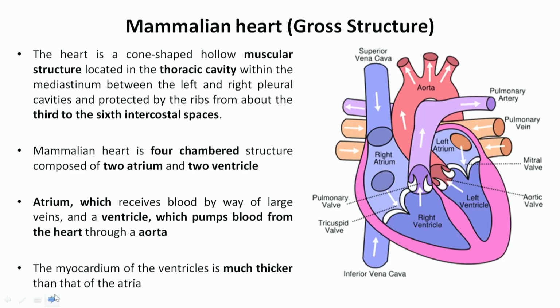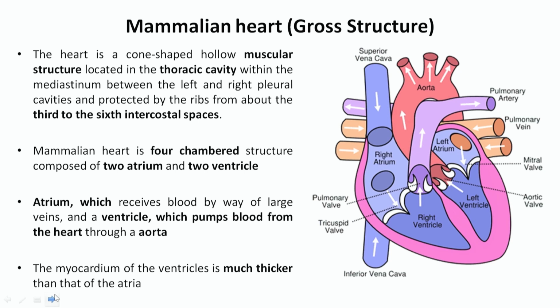If we see the gross structure of the mammalian heart, we will find that the heart is a cone shaped muscular structure located in the thoracic cavity within the mediastinum, between the left and right pleural cavity, and protected by the ribs from about the third to sixth intercostal space. The mammalian heart is mainly composed of a 4-chamber structure, having 2 atria and 2 ventricles.